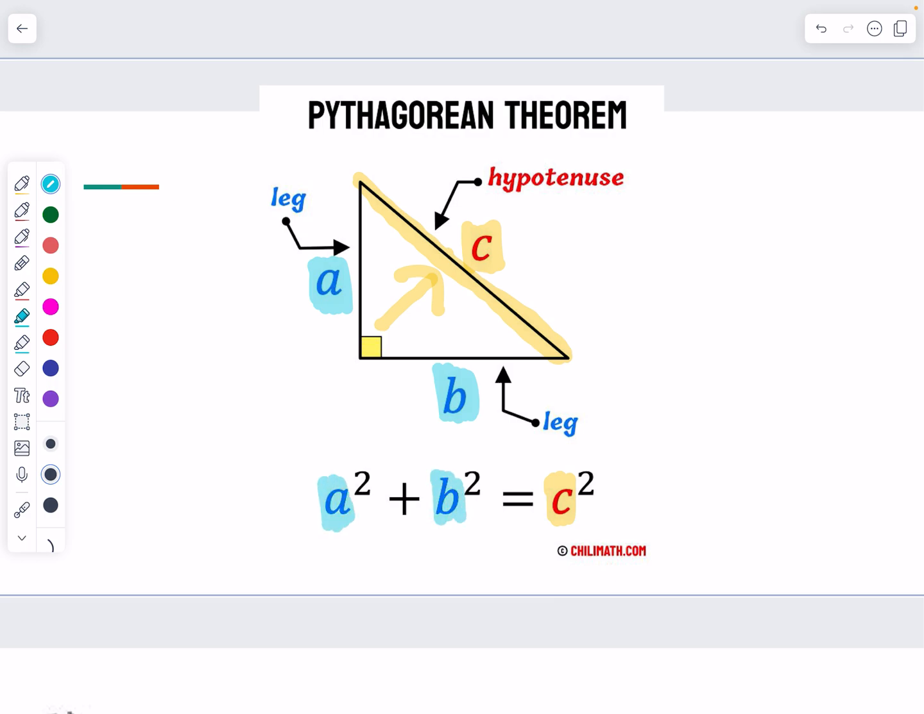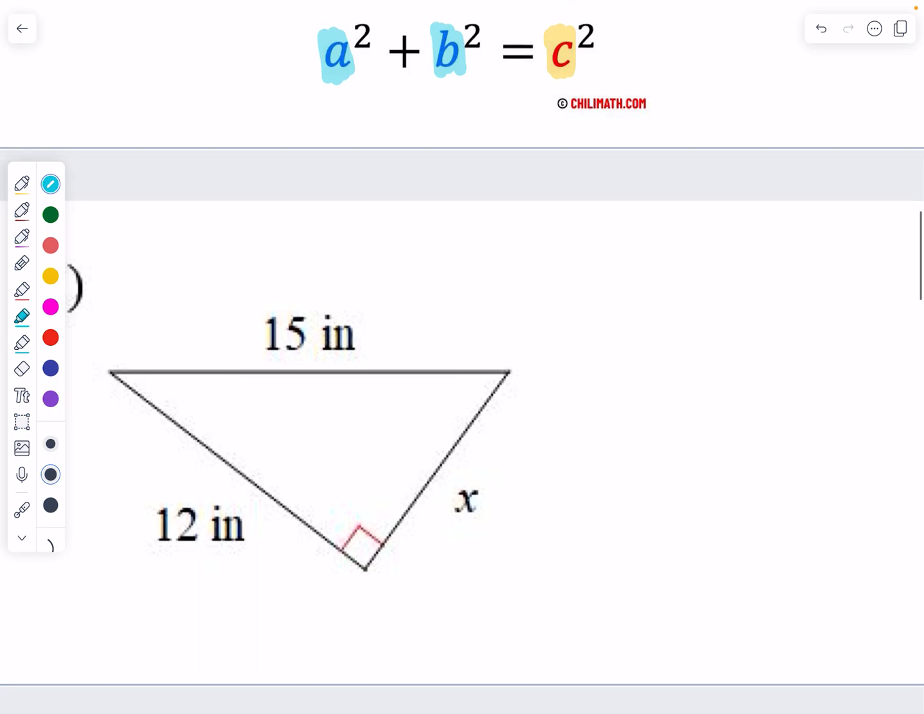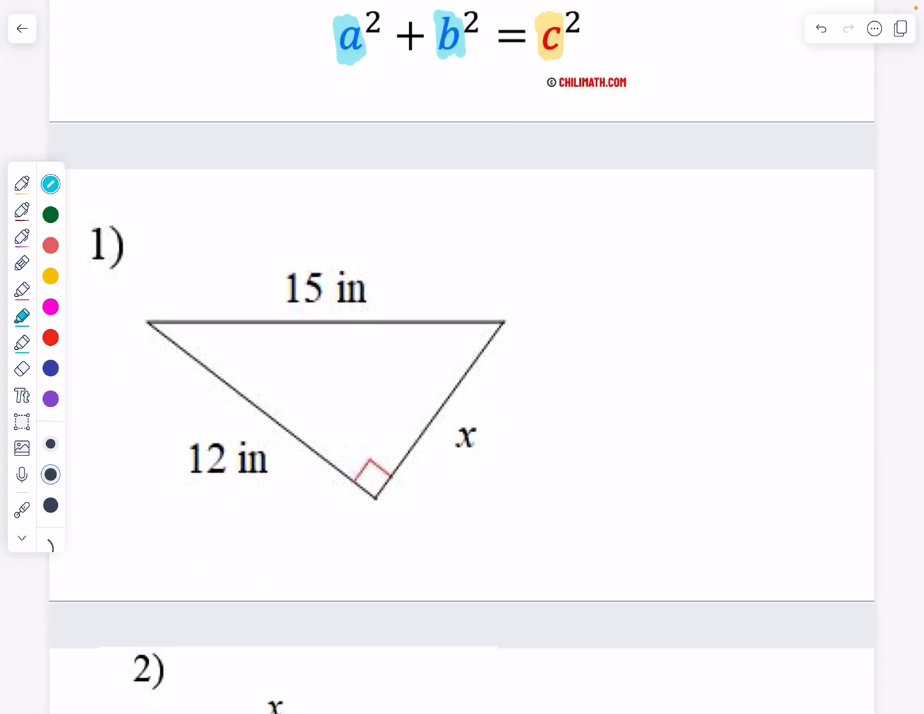Okay, so we've had practice just labeling right triangles with A, B, and C. We've had practice using Pythagorean theorem to find the hypotenuse, which is the C value. Now we're going to use Pythagorean theorem to solve for a leg. So there's one more step of algebra involved in this lesson. So let's look at our very first problem. We are going to use Pythagorean theorem to solve for x in this right triangle.